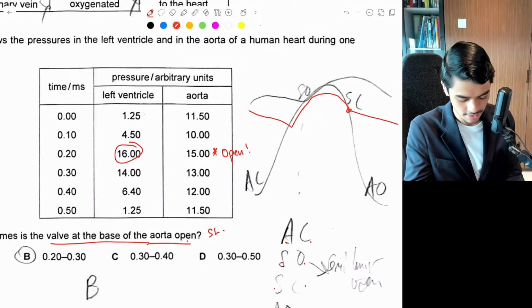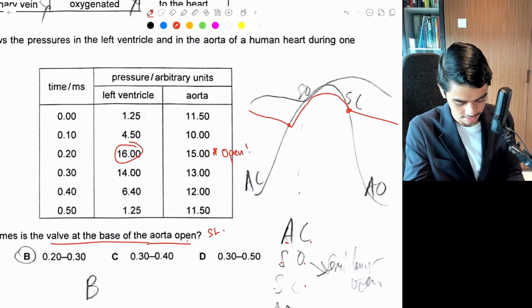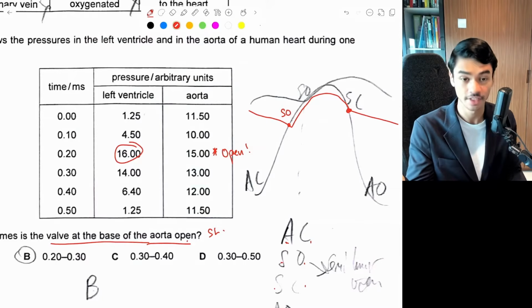So I edited his graph a bit. It's not really to scale. Here's when the semilunar opens, and this one is when the semilunar valve closes.